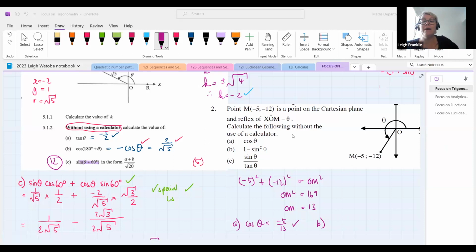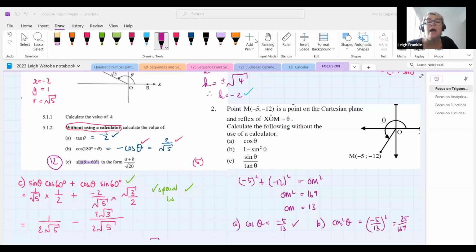All right, then 1 minus sine squared theta. You know what I think I would have done here is I would have actually written 1 minus sine squared theta as cos squared theta if it was me. And then because I've got cos theta, I would have subbed in like that and got 25 over 169. That's it. Well done.